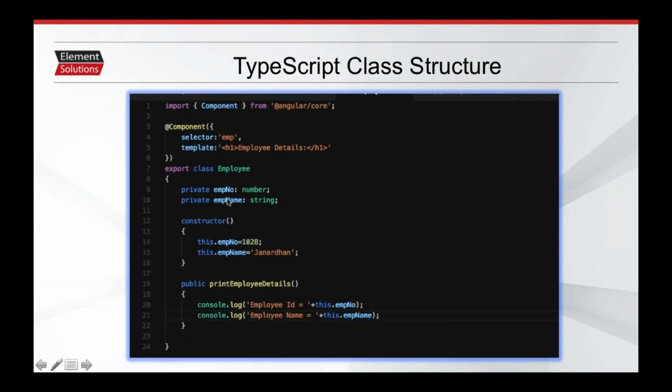And there are two properties, employee number and employee name. This is how we declare: employeeNumber colon, the type is number. Even though we don't specify any type, by default it is any. So like in JavaScript, whatever value you assign, it accepts.